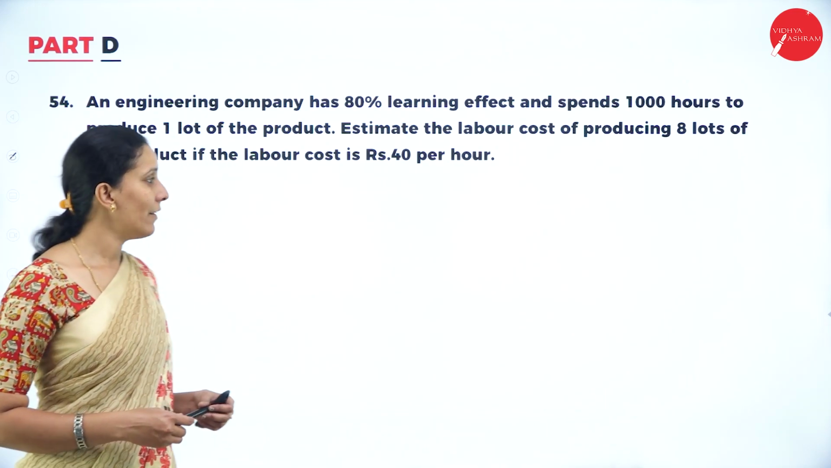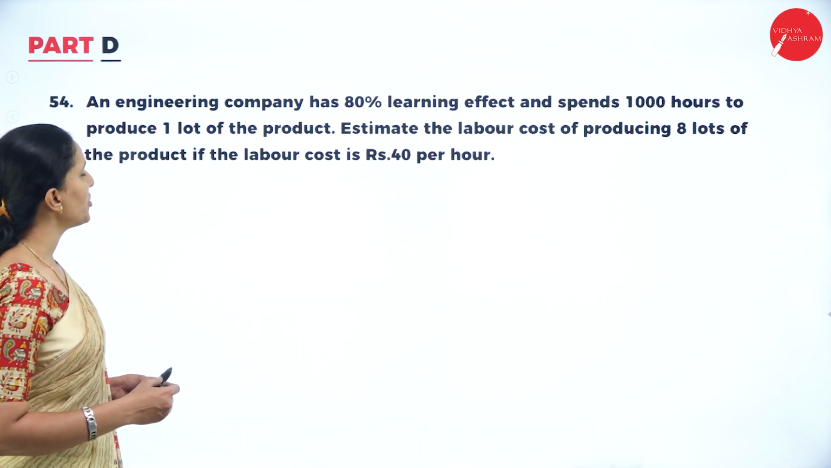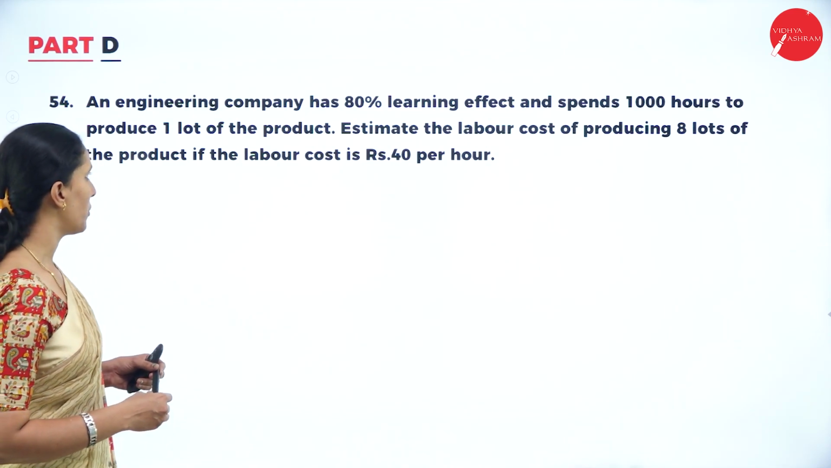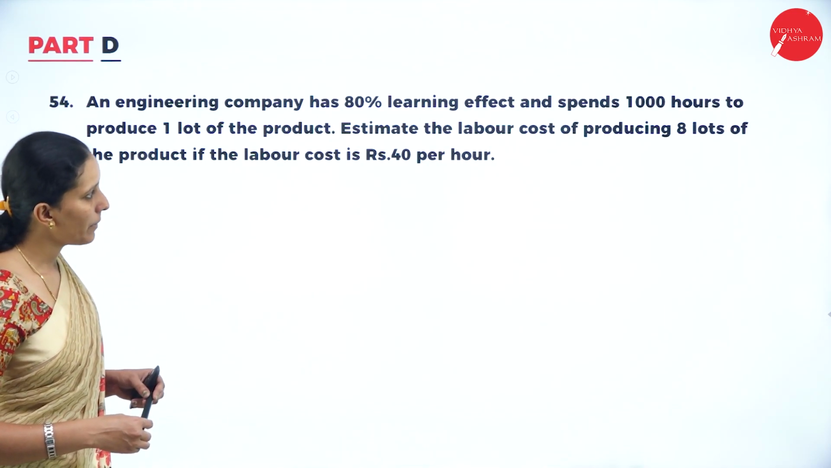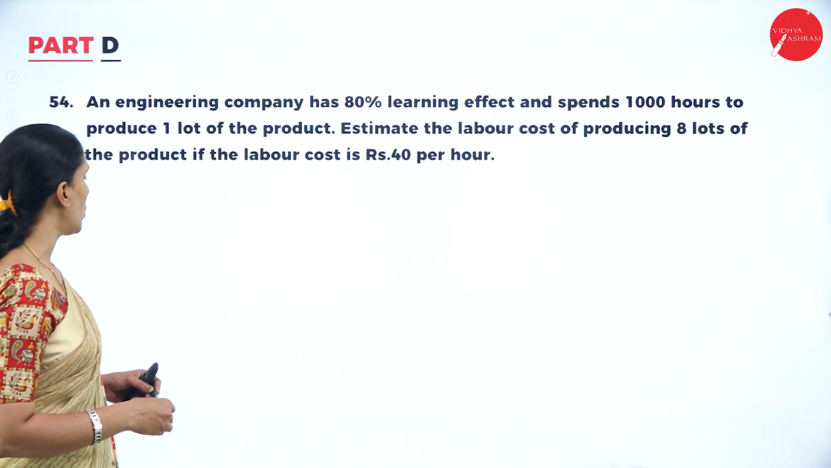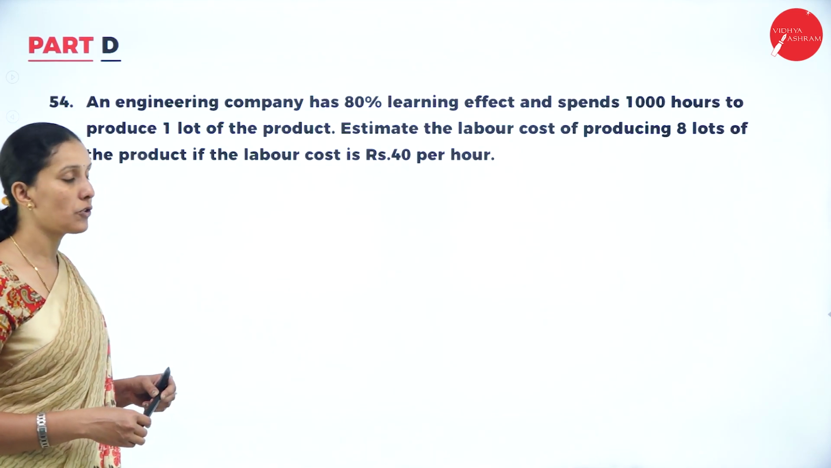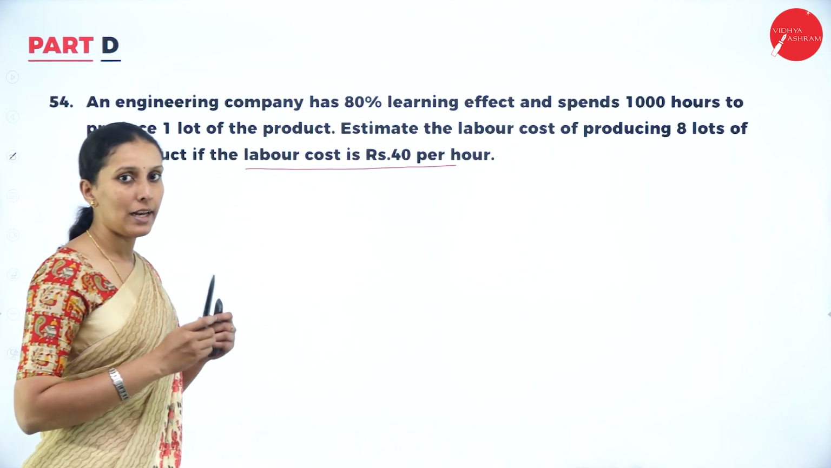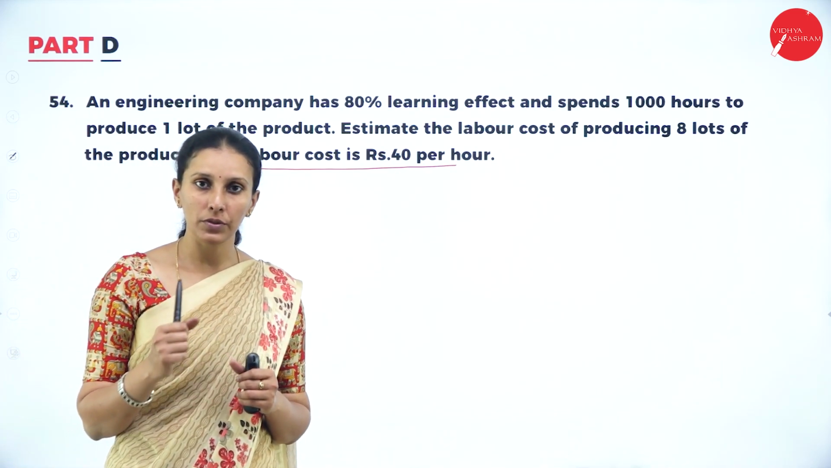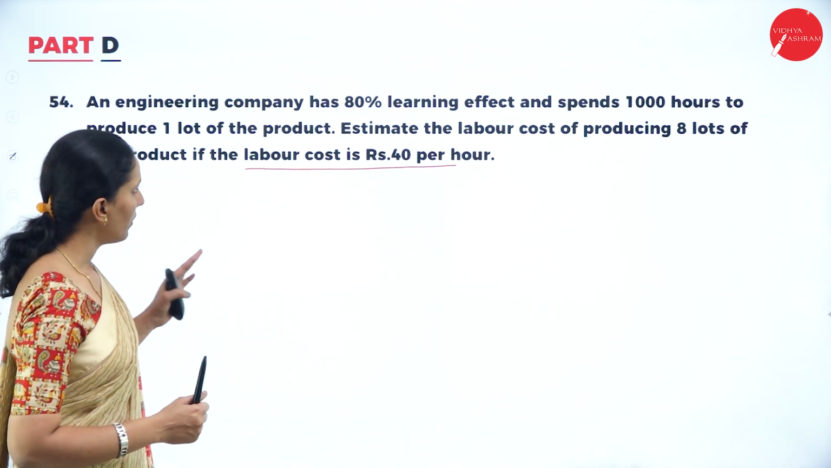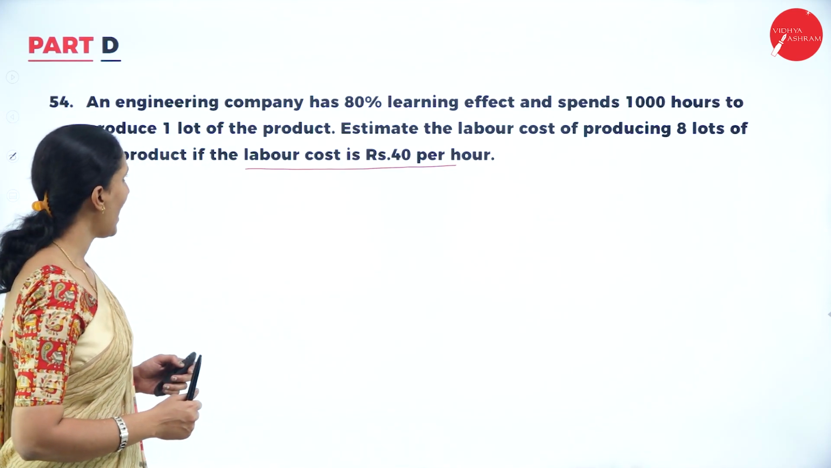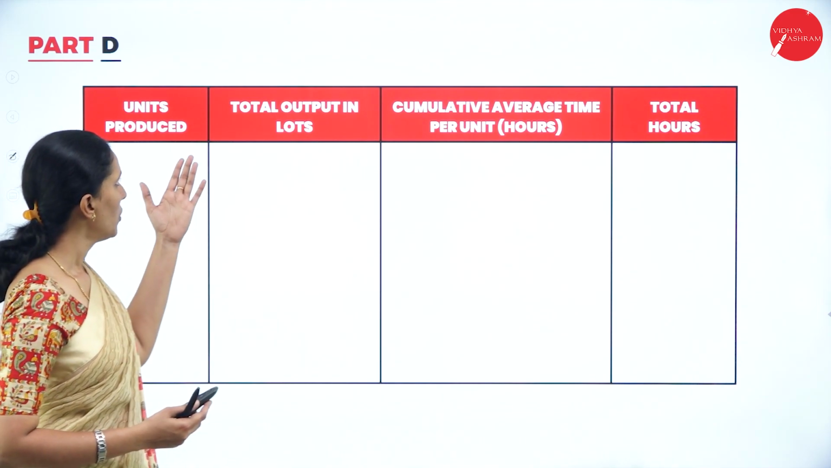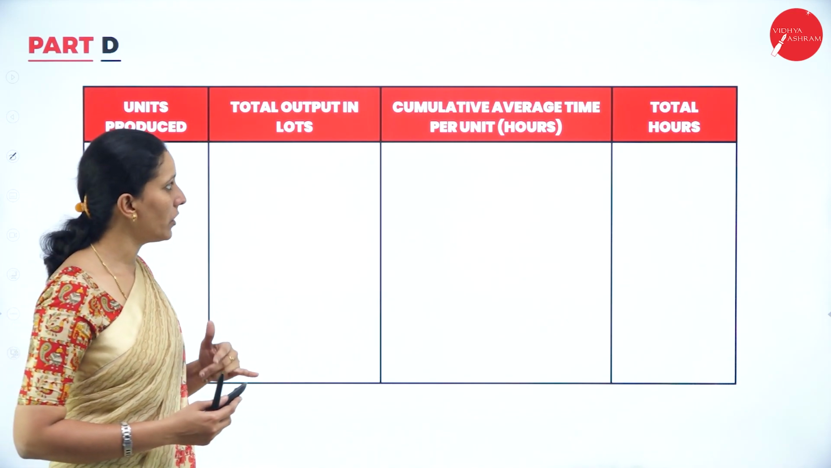So next we have a problem on learning curves. An engineering company has 80% learning effect and spends 1000 hours to produce one lot of the product. Estimate the labor cost of producing 8 lots of the product if the labor cost is rupees 40 per hour. So the labor cost per hour is given. First let's find out the total number of labor hours using the tabular method, and then we will find the labor cost. For that we have a tabular column, that is units produced. It can be converted into lots also, so total output in lots.